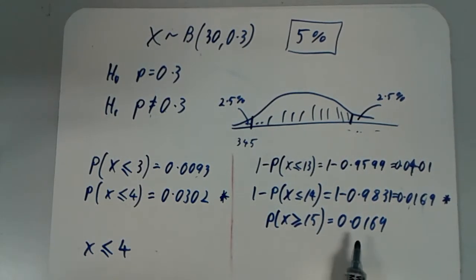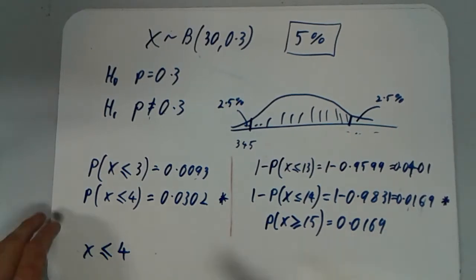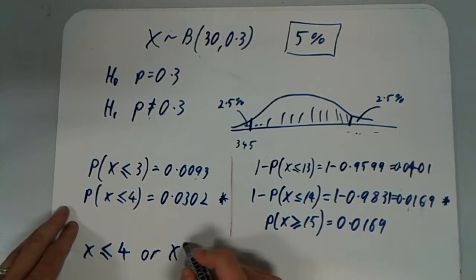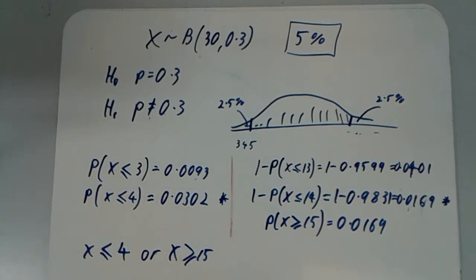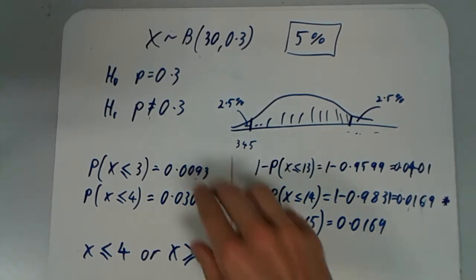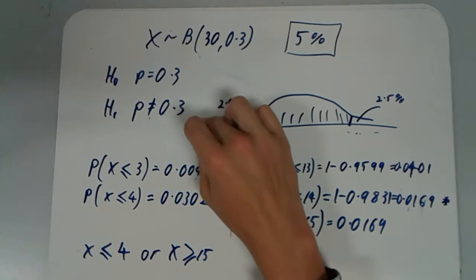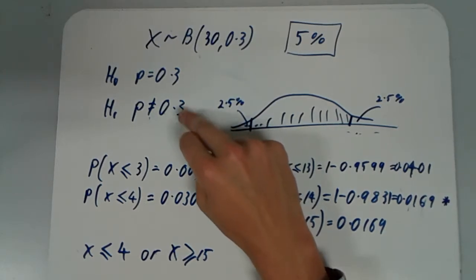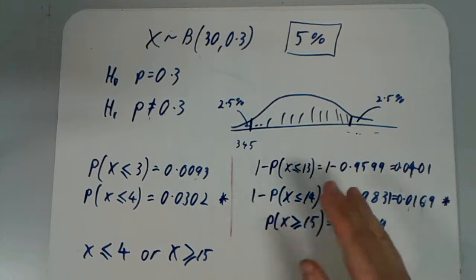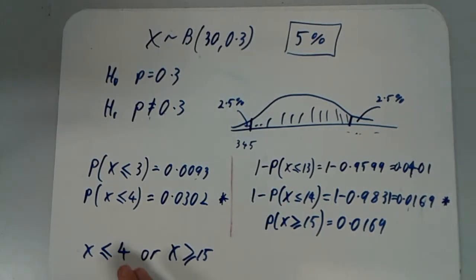Now I can state the other side of my critical region. That means that if we get 4 or fewer rainy days, or 15 or more rainy days next April, we can assume that the probability is not 0.3 anymore. It's changed. We won't be able to say whether it's got greater or whether it's got less. All we can say is that it's changed, and that's very important if you have to write a conclusion to your test.